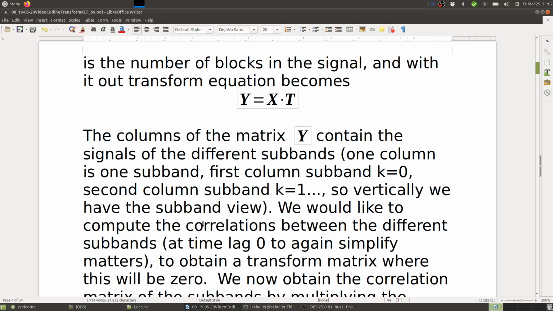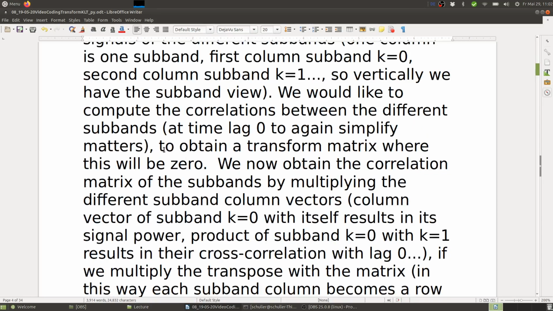We would like to compute the correlations between the different subbands, again at time lag 0 to simplify matters. So to obtain a transform matrix where this will be 0, right? So basically we want to optimize now our T, the transform matrix T, such that the correlations for lag 0 of the different subbands will be 0. So how do we obtain the correlations? How do we obtain the correlation matrix?